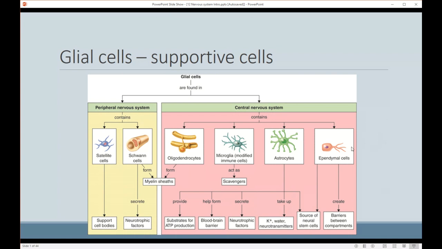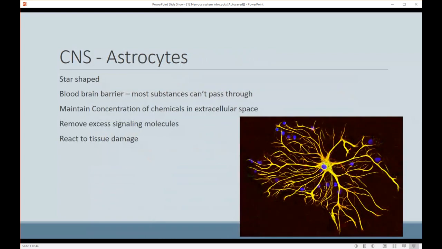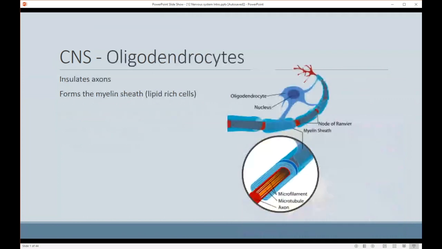Okay. And then we have our epidermal cells. Okay. The epidermal cells actually help to create barriers between compartments. So these astrocytes, they're star-shaped. They help to form the blood-brain barrier. So most substances can't pass through that blood-brain barrier. Remember, we have cerebral spinal fluid all around our brain and down our spinal cord. We don't have necessarily blood there. We just have that cerebral spinal fluid, CSF. And that is very specific to our nervous system.